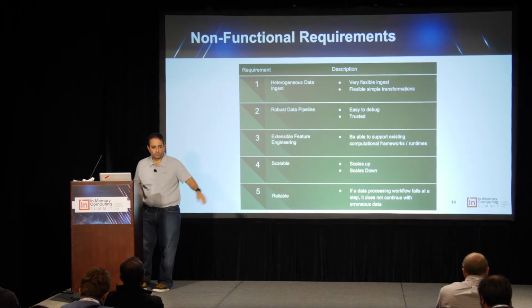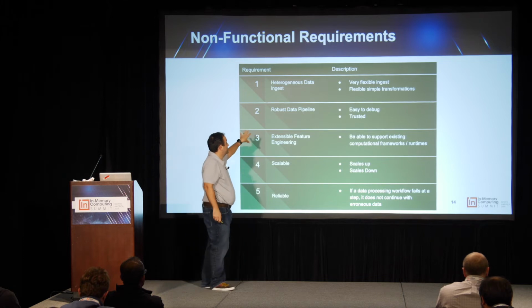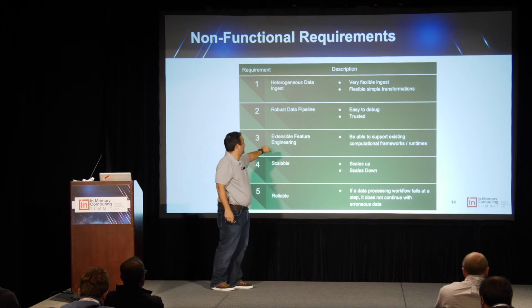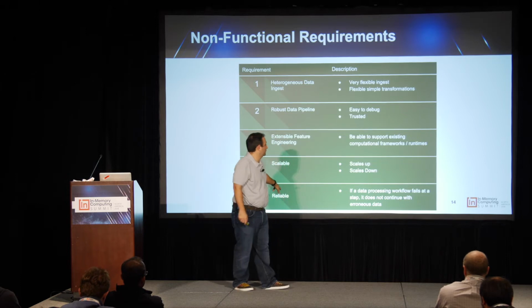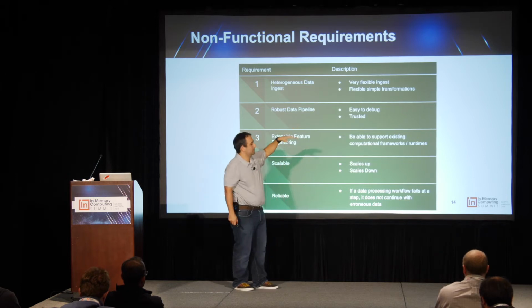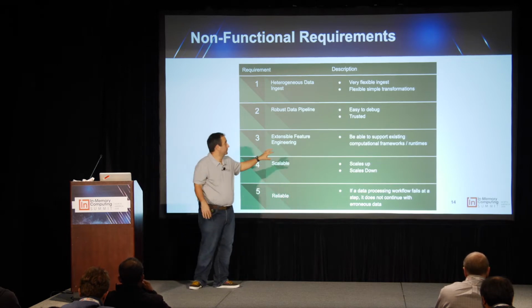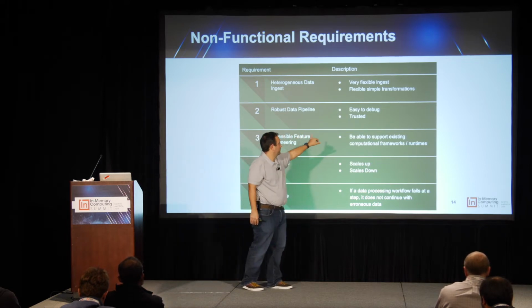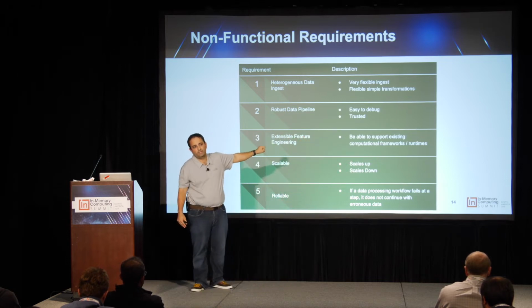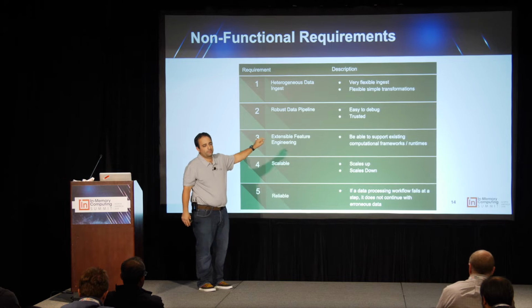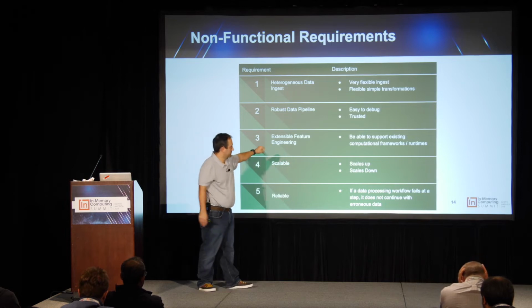So for our non-functional requirements, we need heterogeneous data ingest, a robust data pipeline, extensible feature engineering, scalable, and reliable. Now, what we mean by this is flexible data ingest, pulling data from those various data sources that I alluded to earlier, robust data pipeline, easy to debug, and trusted. The reason I say easy to debug and trusted is because there is not a drilling pipeline that exists today that is either of those things.